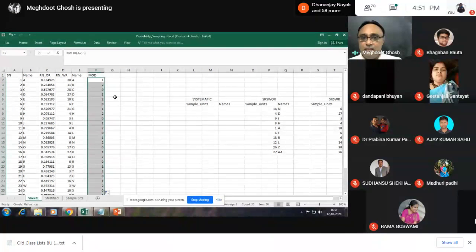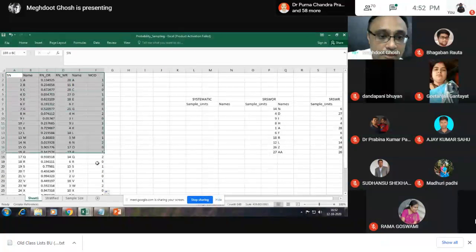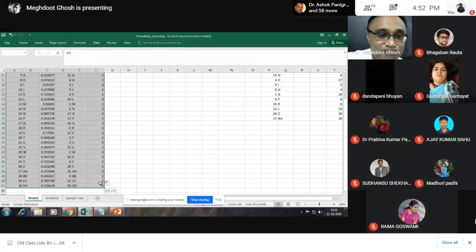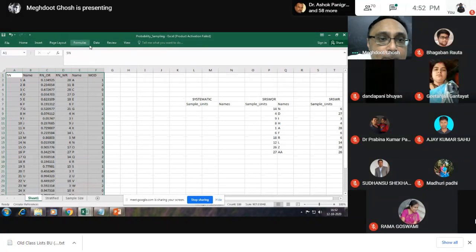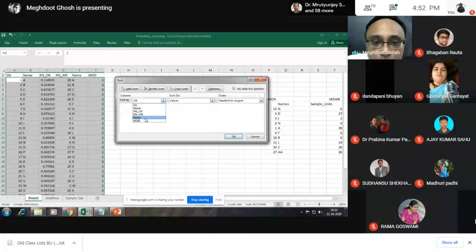Again, numbers have appeared in the column, but it is not a random number, mind you, because I know why this number has come. Now you see what you are going to do in this model. You select the table, go to data, go to sort, select mod from here, and again smallest to largest, you click OK.